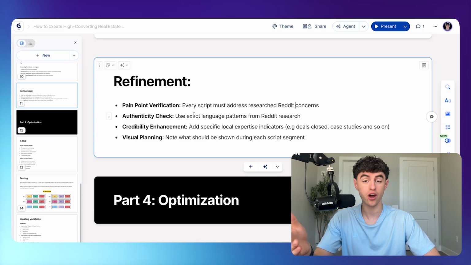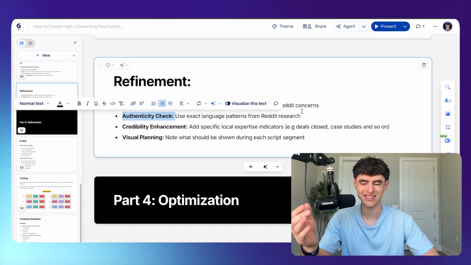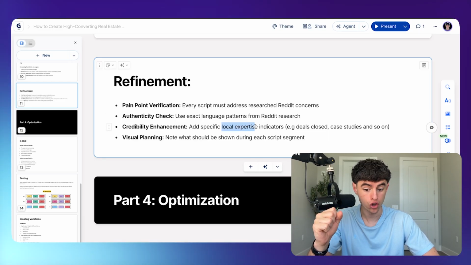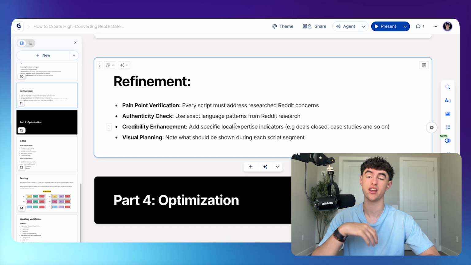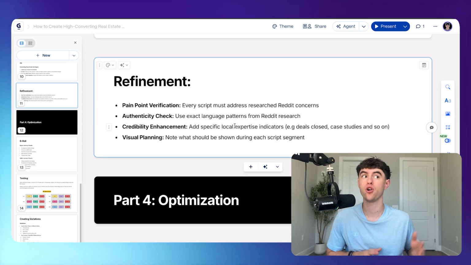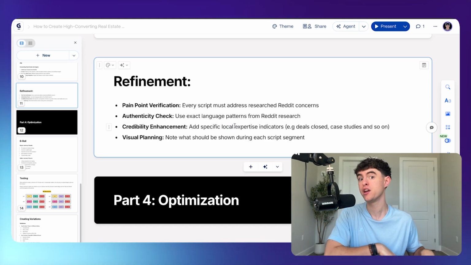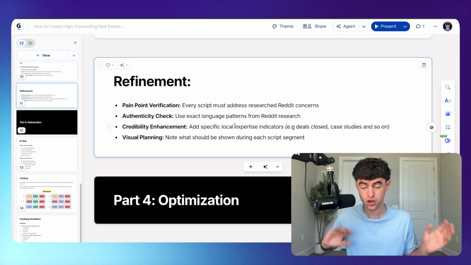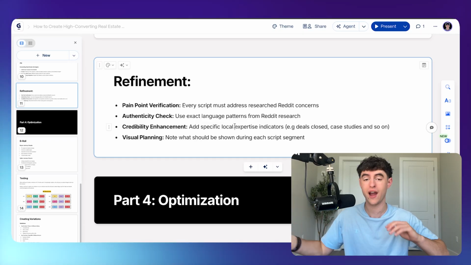And another thing is an authenticity check. So use the exact language patterns from the Reddit research. You want to have the credibility enhancement. Make sure to add specific local expertise indicators. If you're not using local results, people aren't going to feel like it's as applicable to them because the distance between areas is a huge turnoff when it comes to grabbing people in.